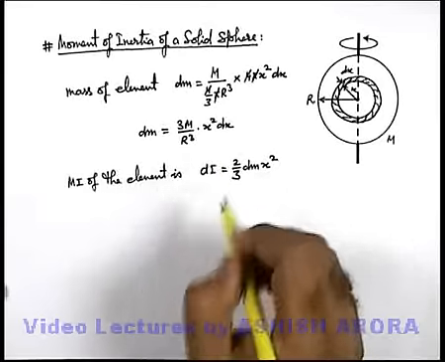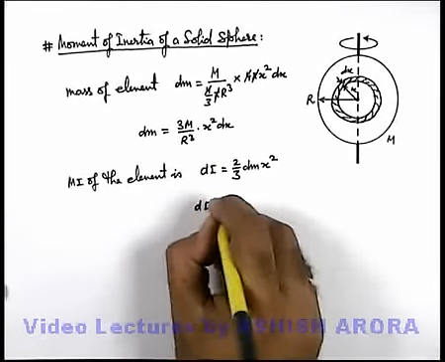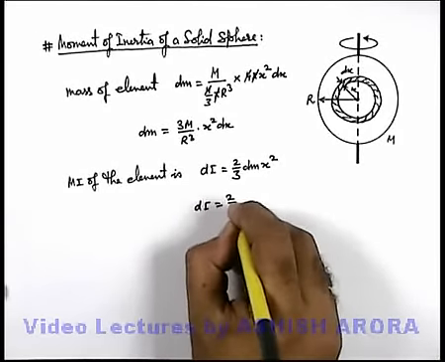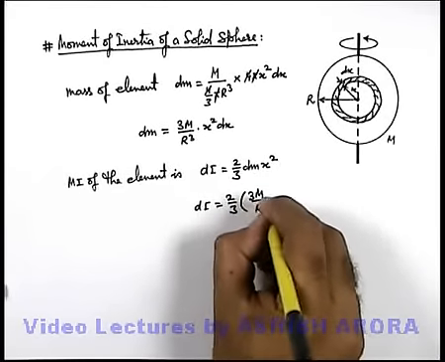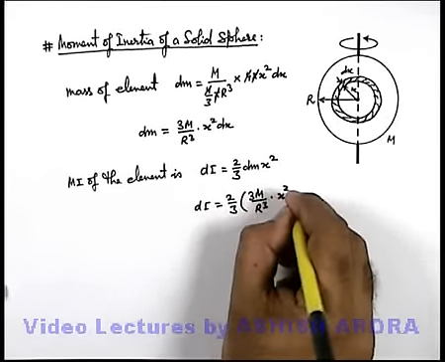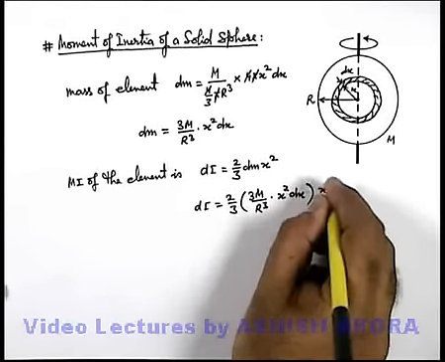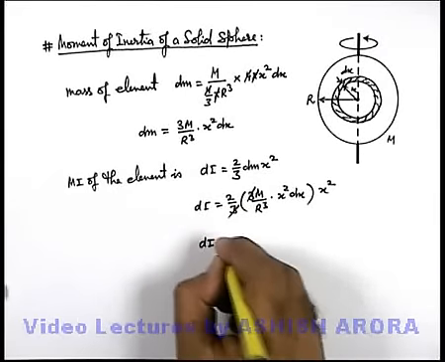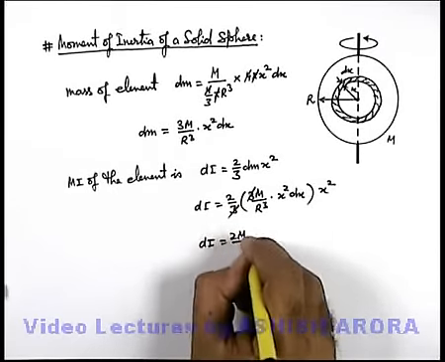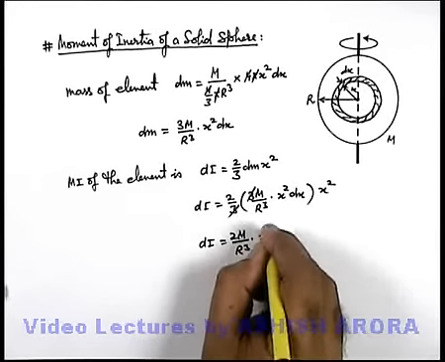We substitute the value of dm. Here dI can be given as 2 by 3. We substitute dm, it is 3m by r cube into x square dx, multiplied by x square. Here 3 also gets cancelled out. dI we can write as 2m by r cube into x to the power 4 dx.